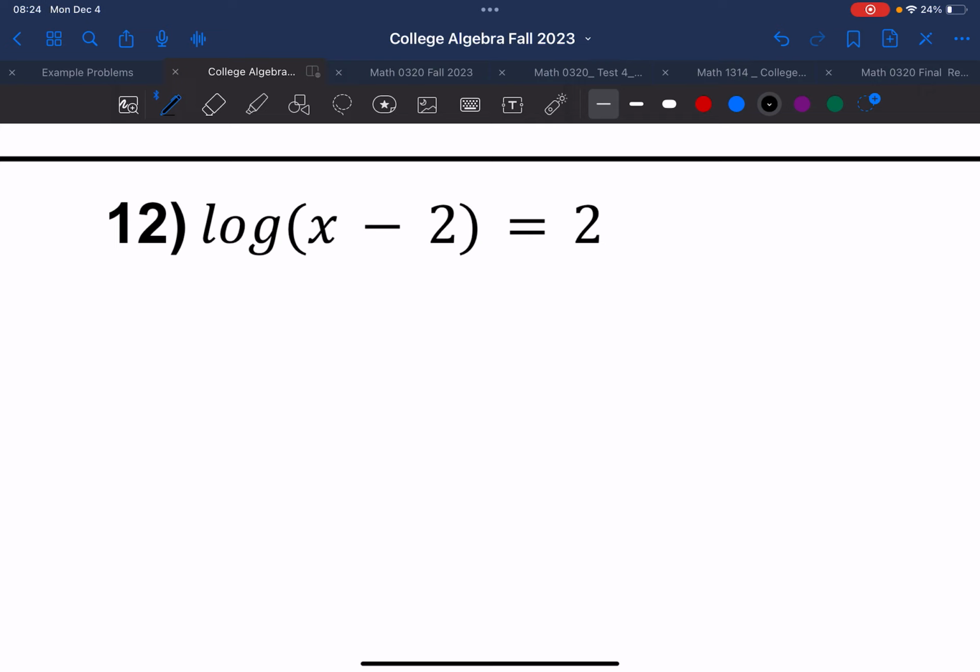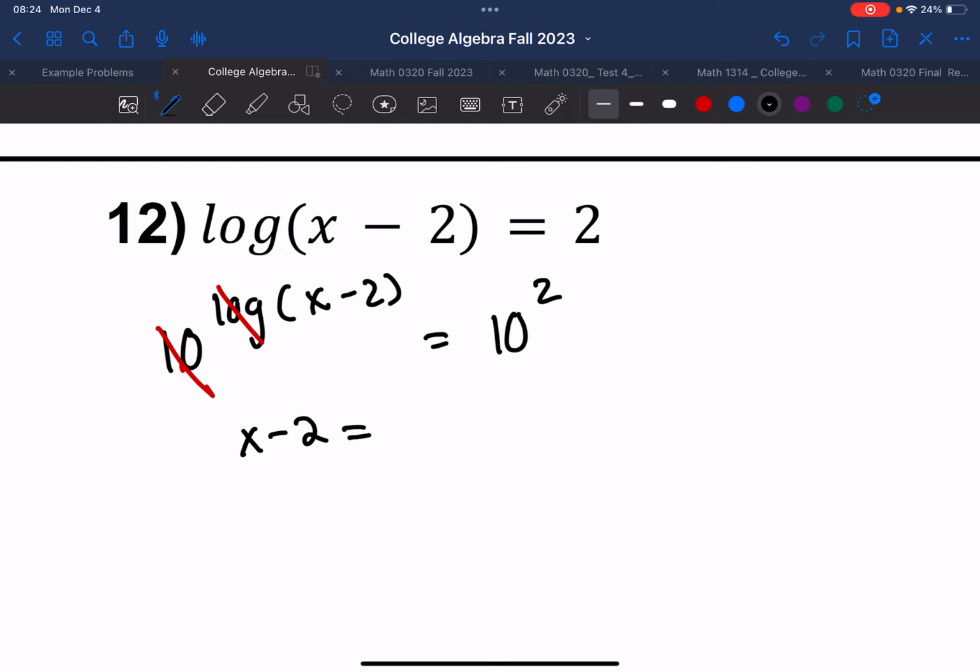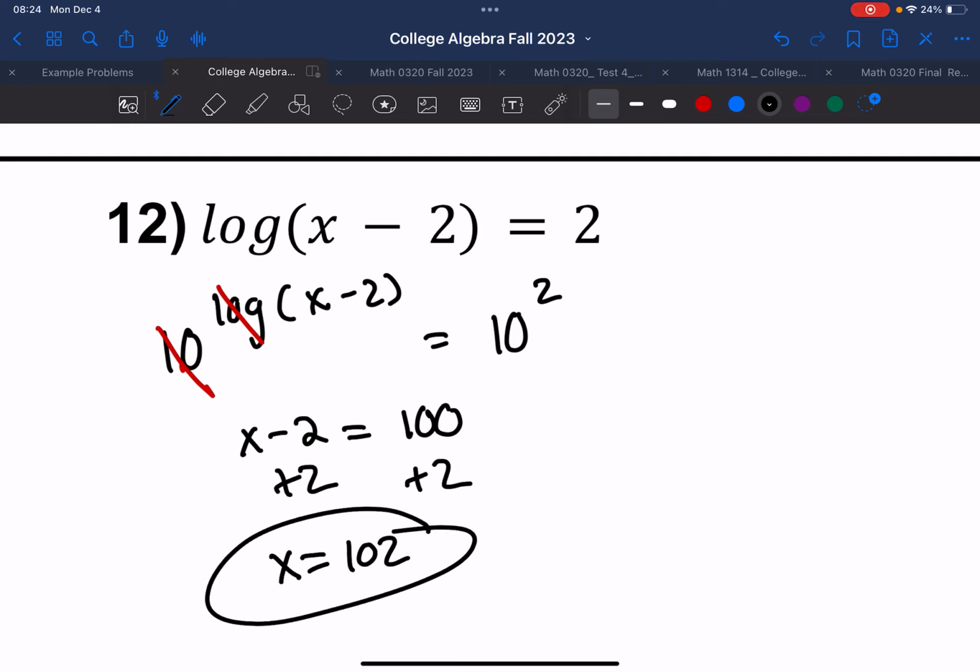So for example, we have log of x minus 2 equals 2. Log is by itself, so I'm going to do 10 to the power of log x minus 2 equals 10 to the power of 2. 10 and log cancel, so I'm left with x minus 2 is equal to 10 squared, which is 100. Add 2 to the other side, and I get x is equal to 102. That's my answer.